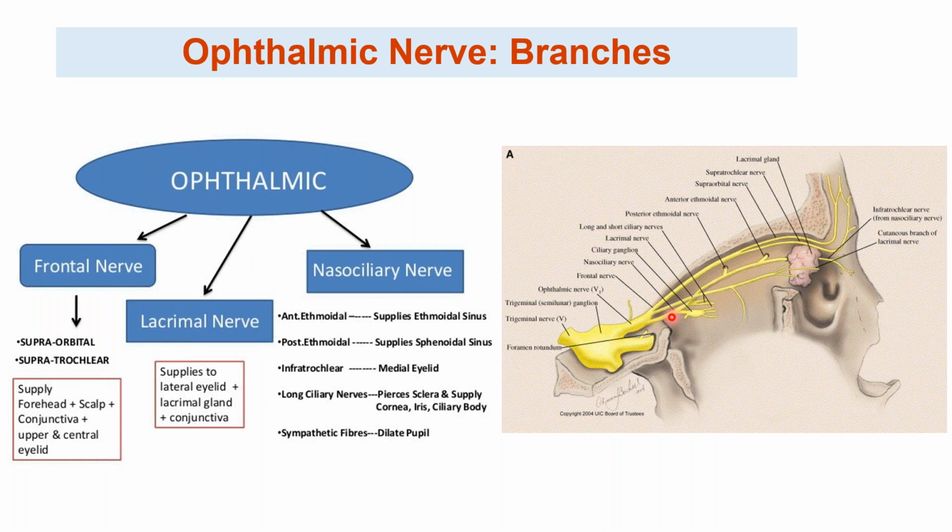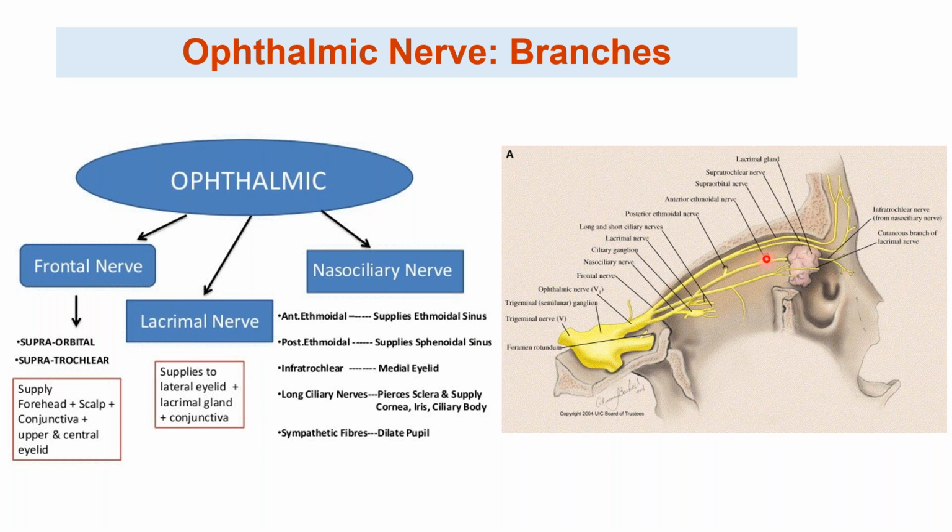The third nerve, which is the nasociliary nerve. The nasociliary nerve divides into anterior and posterior ethmoidal nerves. This we discussed when we did the walls of the orbit. So they were the posterior and the anterior ethmoidal foramina. They were located in which wall of the orbit? They were located in the medial wall.